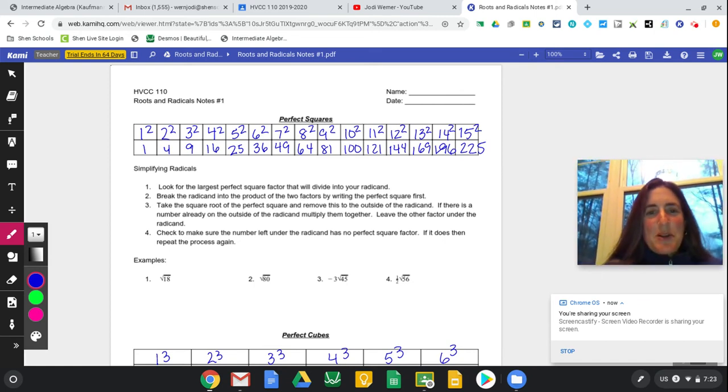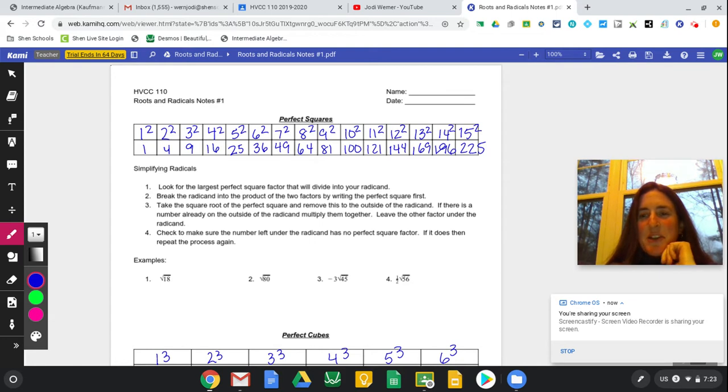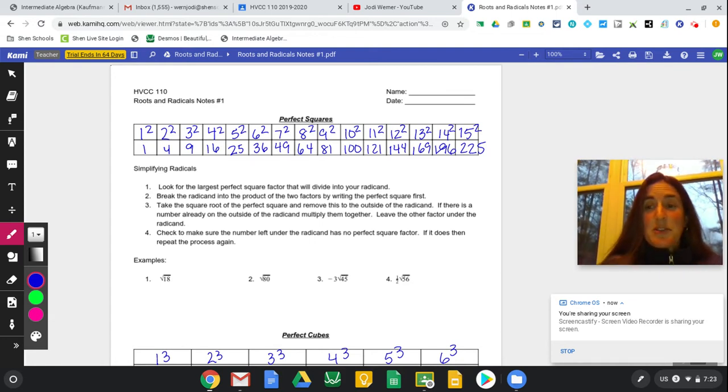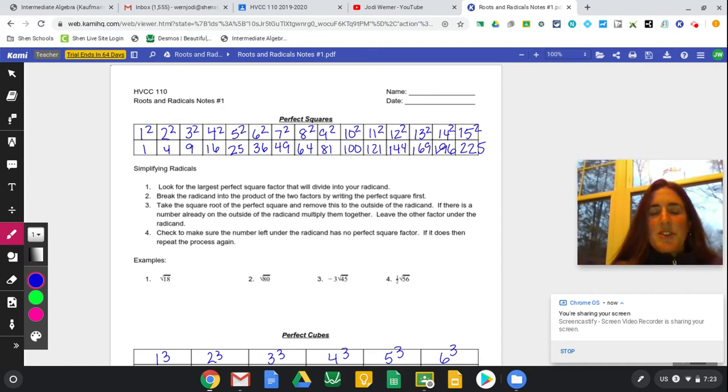Ready to do some perfect squares and perfect cubes. Okay, so first we have our table of squares at the top. I already filled them in for us because it would be a waste of time sitting here squaring all these numbers, which you guys already know. If you need to fill them in also, you can get them off the completed note sheet.